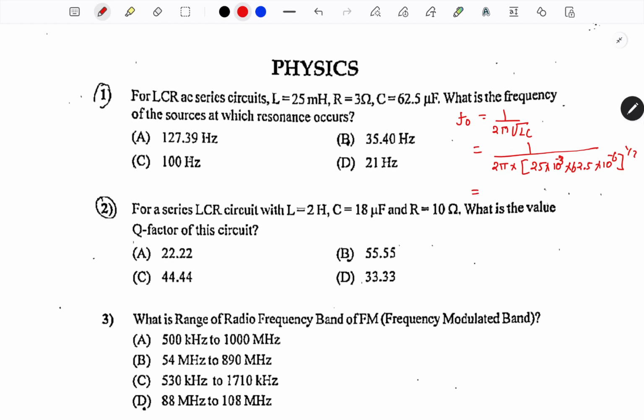And on solving this, if you adjust the power here, it will be 10 to the power 4 divided by 6.28 multiplied by under root 156.25. We will solve this one further. Just a second. Okay, so it will be 127.38 hertz. Here it is option A.